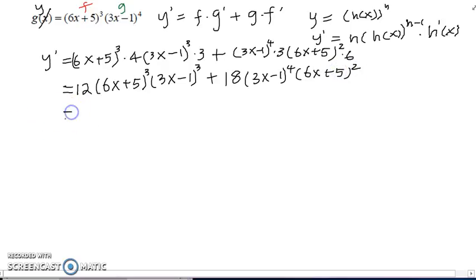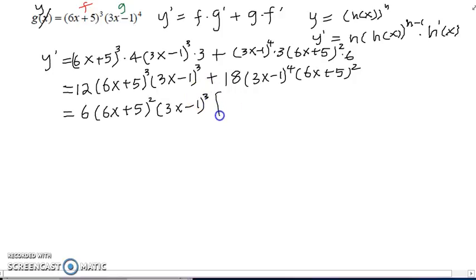Now, we could just leave it that way, but it would be nice to factor it because there's a common factor among them. For the first group, it's (6x + 5) cubed; for this group, that's (6x + 5) squared. So the common factor would be (6x + 5) squared, the lowest exponent. What about the constant term? 12 and 18's common factor is 6. What about 3x minus 1? This exponent is 3, this exponent is 4, so the common factor is (3x - 1) cubed, the lower one.